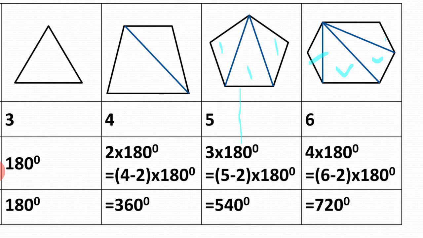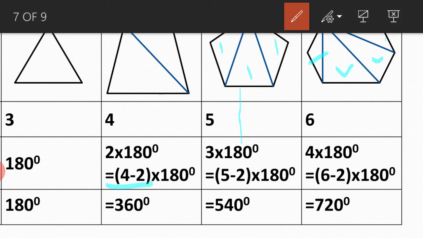Now it is written as this. For quadrilateral it is written as 4 minus 2. What is 4? 4 is the number of sides. Here it is written 5 minus 2, that is 5 is the number of sides, and here 6 minus 2, that is 6 is the number of sides. So what do you get? You get the sum of angles, that is 360, 540, 720 degree for quadrilateral, pentagon and hexagon respectively.